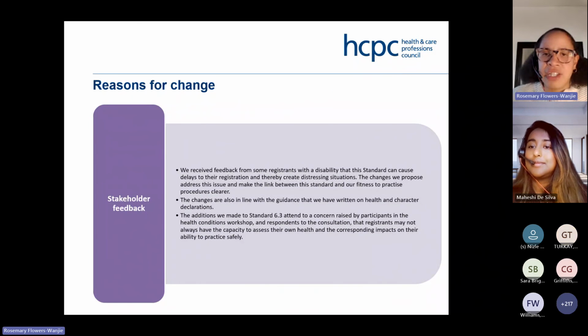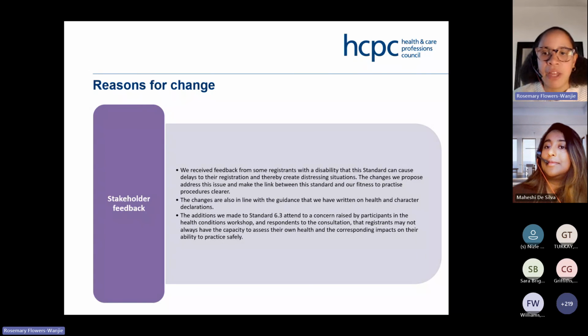So we made these changes following feedback from some of our disabled registrants that the previous standard 6.3 could make their registration more laborious and create confusion about when they should refer themselves to the HCPC. In response to concern about registrant ability to assess their own health as well, we made the addition to standard 6.3 that a registrant can refer to another health and care professional if they're unsure about their ability to make an assessment of their own.